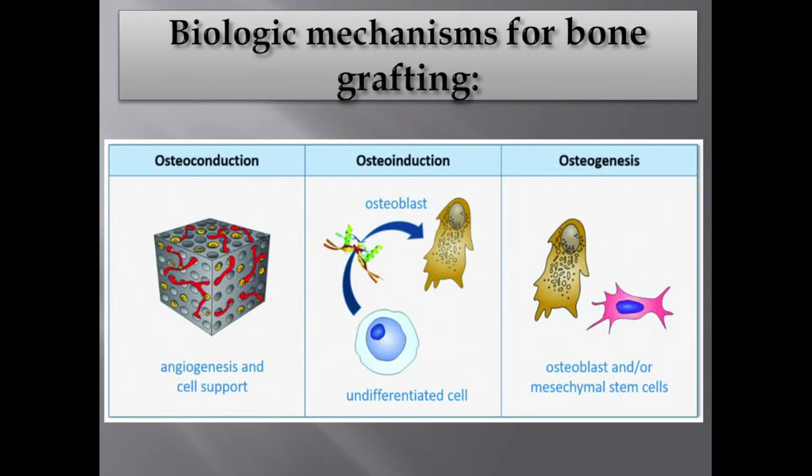And sometimes in this mechanism we can talk about osteopromotion. But on this scheme there is no osteopromotion. Osteogenesis is the last mechanism for this bone graft system. It occurs when vital osteoblasts originate from the bone graft material and contribute to the growth of new bone along with the bone formation.